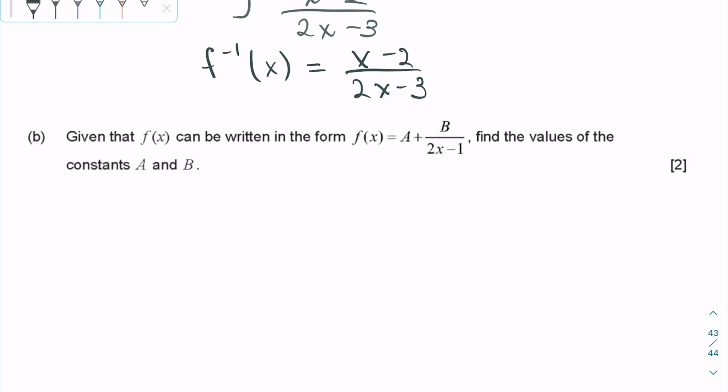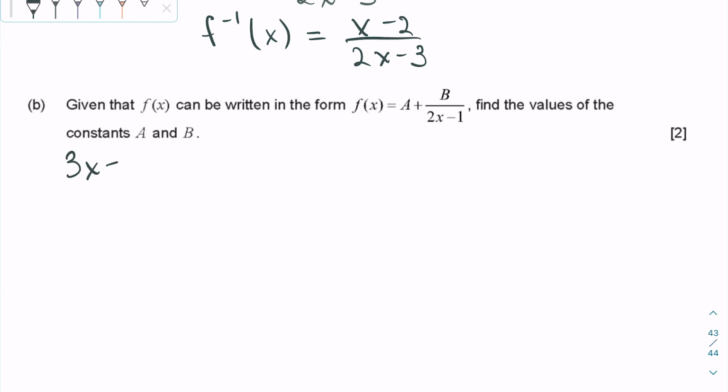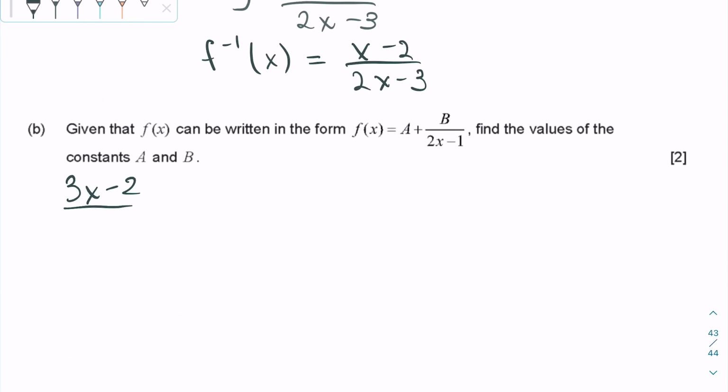Given that f of x can be written in the form a plus b over 2x minus 1, find the values of a and b. So let's write this as an equation. We know f of x is 3x minus 2 over 2x minus 1, and this equals a plus b over 2x minus 1.